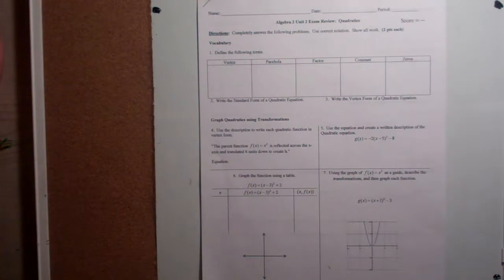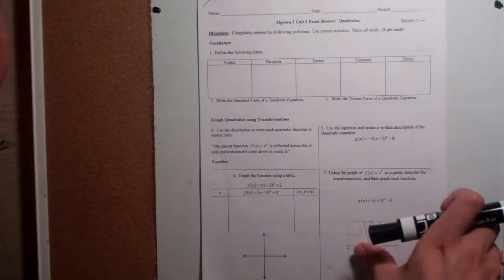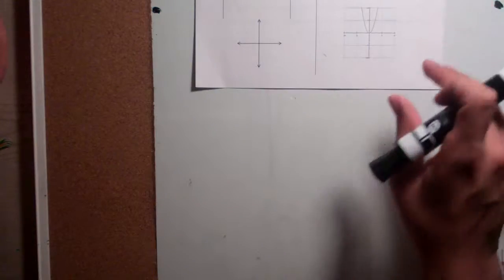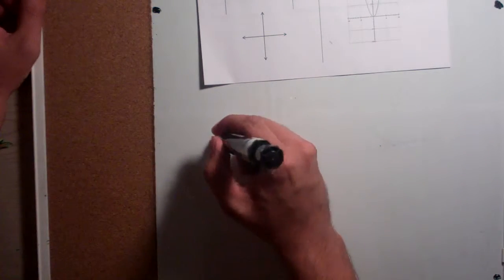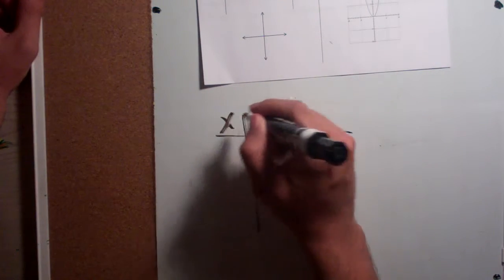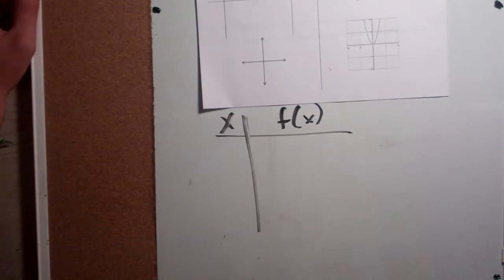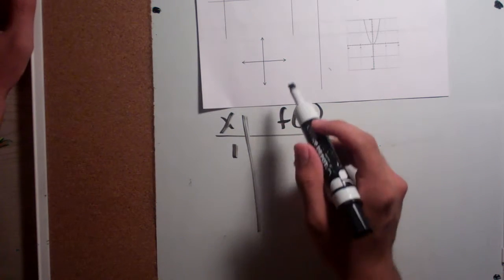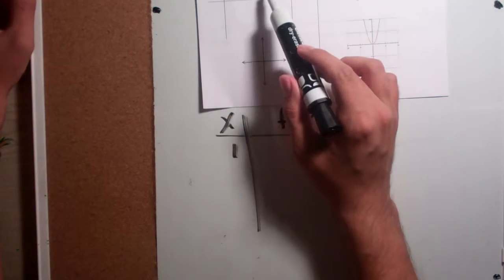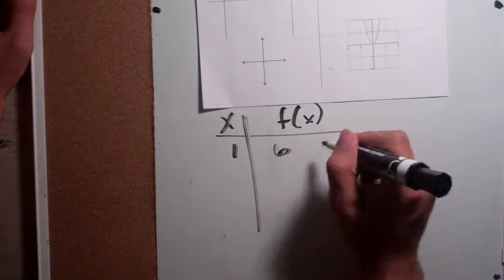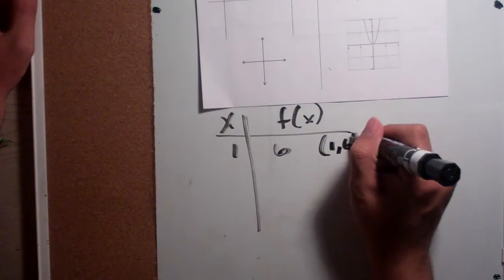For number 6, graphing a function with a table. All you're doing is plugging in points for x into the function, and you should get a y. This gives you a coordinate to graph on the x and y axis. So I'm just going to go ahead and begin. If I choose certain x's and plug them in, let's say I choose positive 1. Plugging it in, that's negative 2 squared, which is 4, plus 2, which is 6. So I get the coordinate 1, 6.